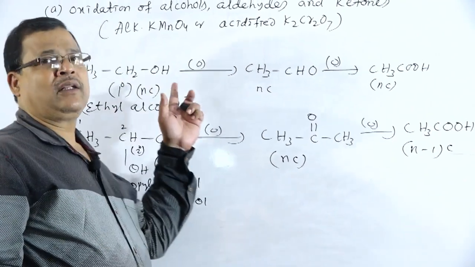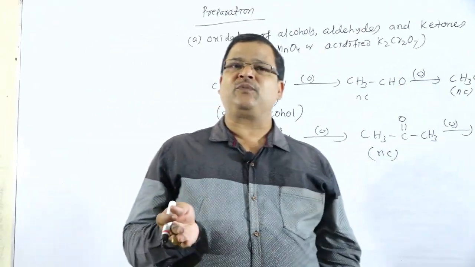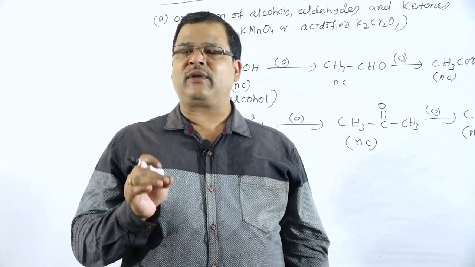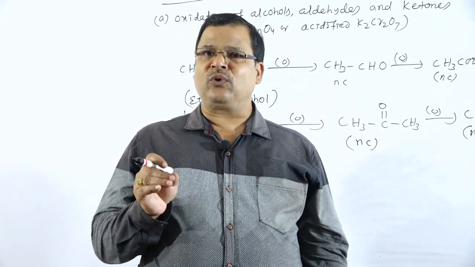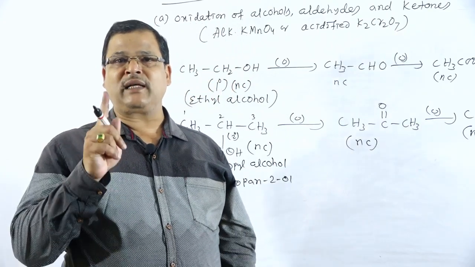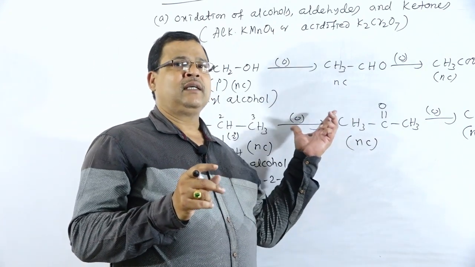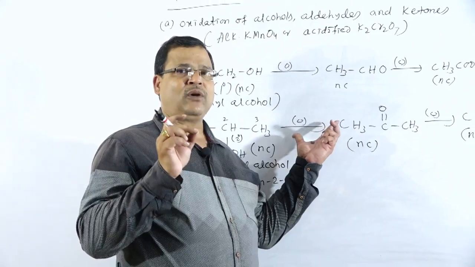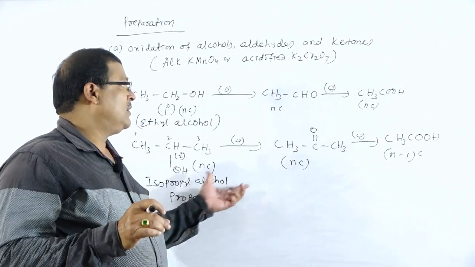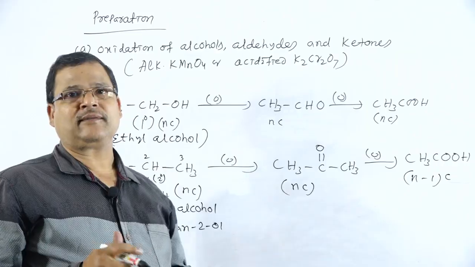So primary alcohol gets oxidized to form aldehyde with the same number of carbon atoms, which is further oxidized to form carboxylic acid with the same number of carbon atoms. But secondary alcohol gets oxidized to form ketone with the same carbon atoms, which is further oxidized to form acids with one carbon atom less. So this is the method of preparation of carboxylic acid by the oxidation of alcohols, aldehydes or ketones.